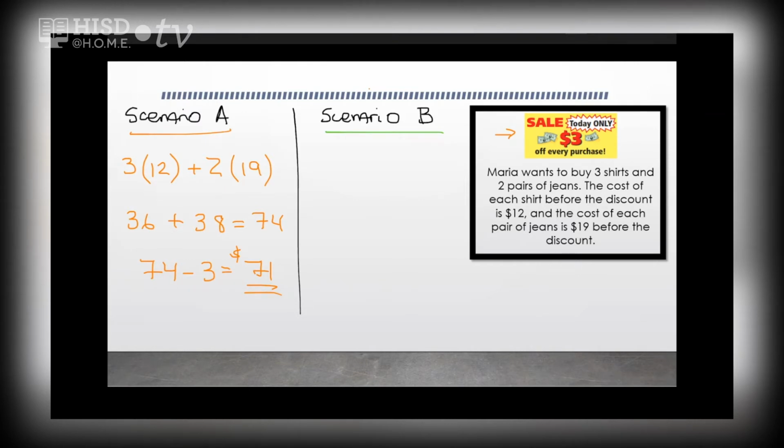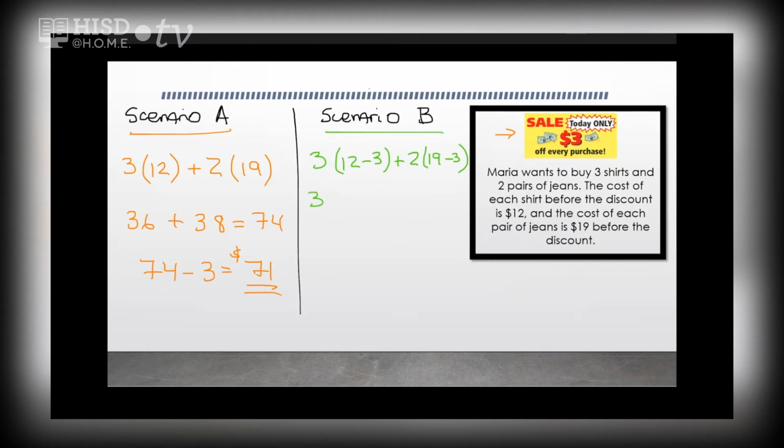But on the second scenario, I can say that, well, I think that this offer is telling me that they're going to take out $3 for each of the objects. So I can write it as 3 times 12 minus 3 plus 2 times 19 minus 3. In that way, I'm taking out $3 for each of the items that I'm buying.